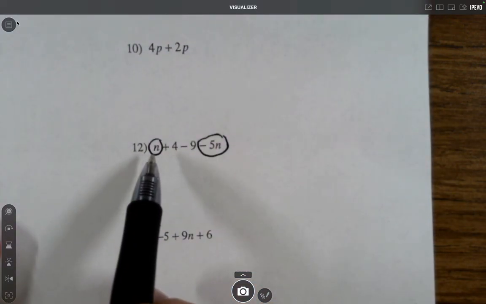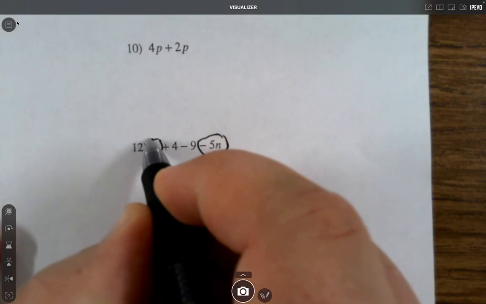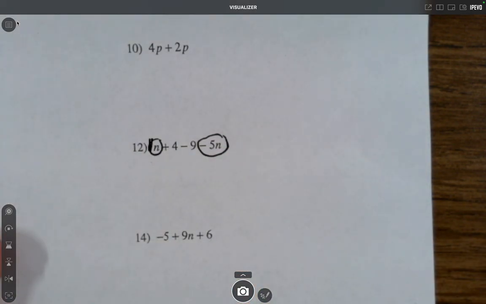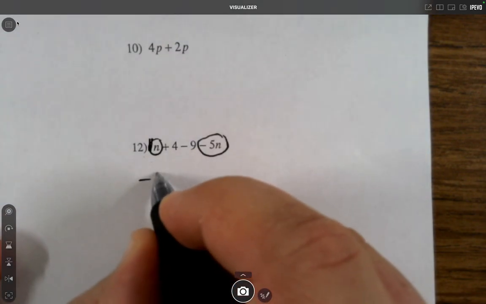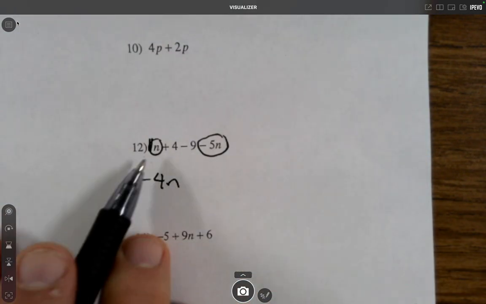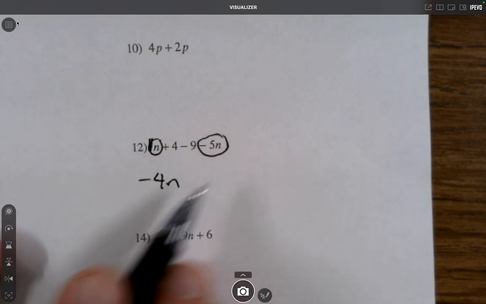So remember, n by itself means 1n. It helps you to write the 1, so do so, but you don't have to. 1n minus 5n is -4n. Because we were up +1, but then we subtracted 5, so now we're down 4n.